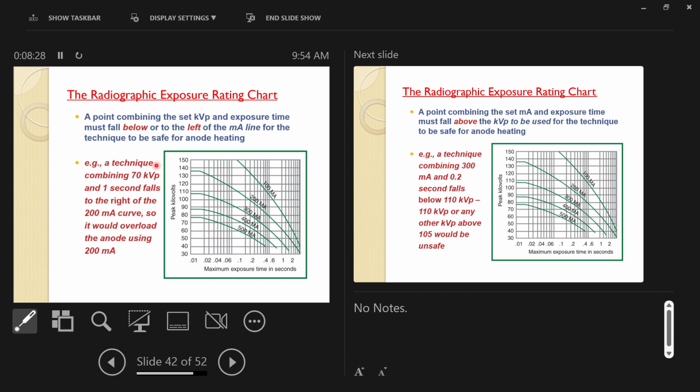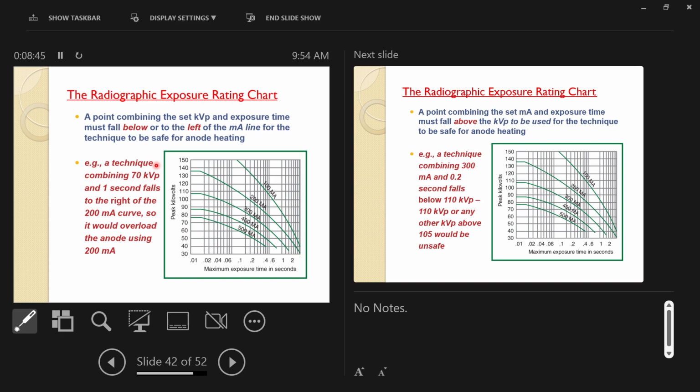So this chart here, the exposure rating chart, just tells you, given whatever two settings you want to make, what's the maximum number for the third setting. We have three settings, right? kVp, mA, and time. Given two of them, what's the max we can use for the third one?